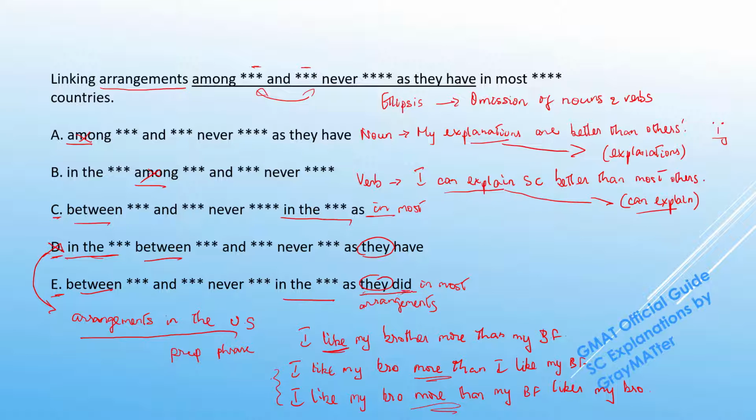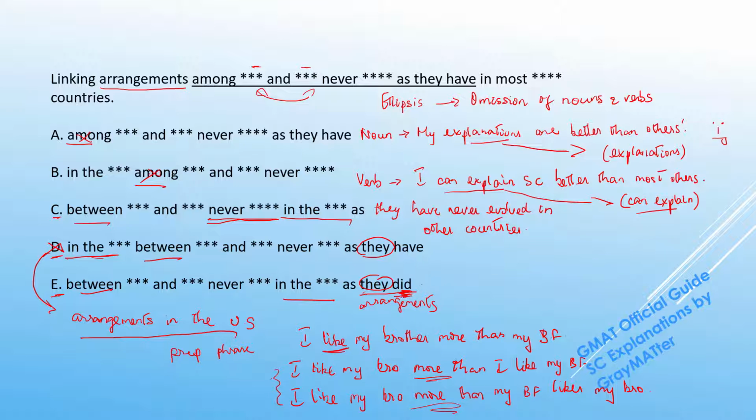You see, they have mentioned the verb did here, whereas in C the verb is not mentioned. So what exactly is being compared here? The evolution of the arrangements in the United States versus the evolution of the arrangements in the other countries, right? So the verb here is never evolved. So if I ellipse the verb never evolved, what happens is that this sentence C would mean the arrangements between this and this never evolved in the United States as they have never evolved in other countries.